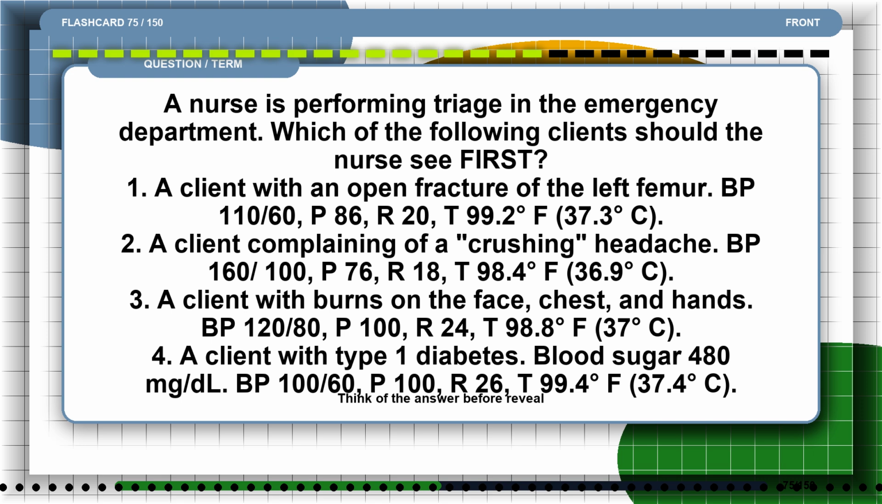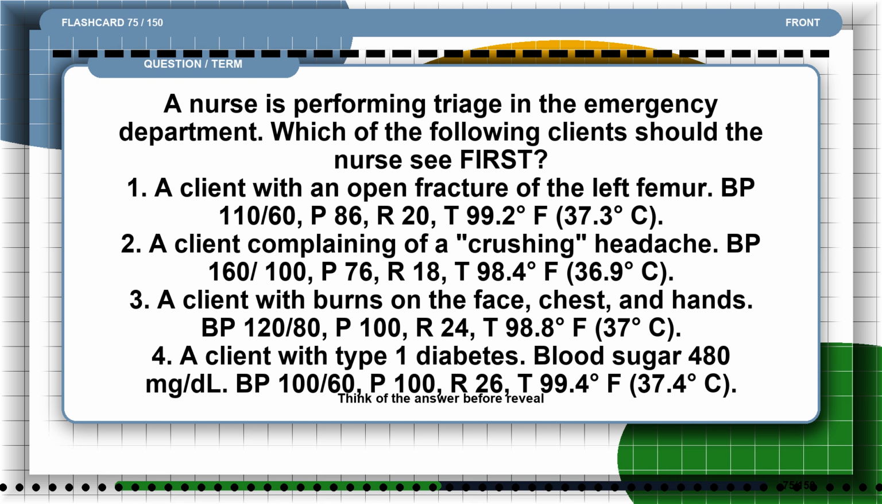2. A client complaining of a crushing headache. BP 160/100, P 76, R 18, T 98.4 degrees F, 36.9 degrees C. 3. A client with burns on the face, chest, and hands. BP 120/80, P 100, R 24, T 98.8 degrees F, 37 degrees C. 4. A client with type 1 diabetes. Blood sugar 480 mg/dL. BP 100/60, P 100, R 26, T 99.4 degrees F, 37.4 degrees C.